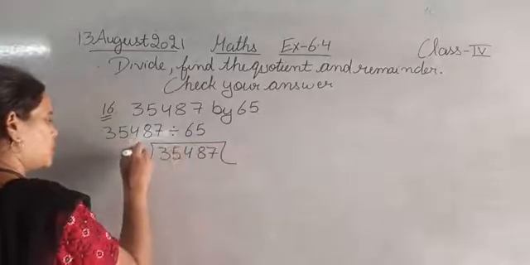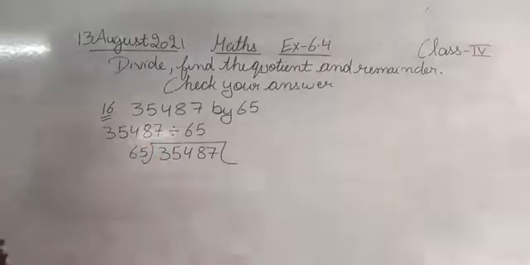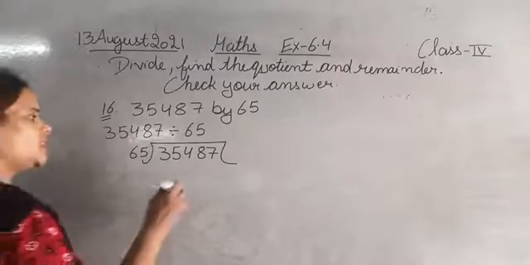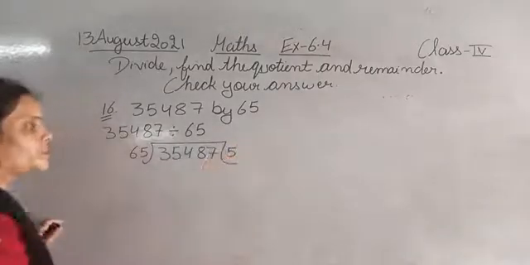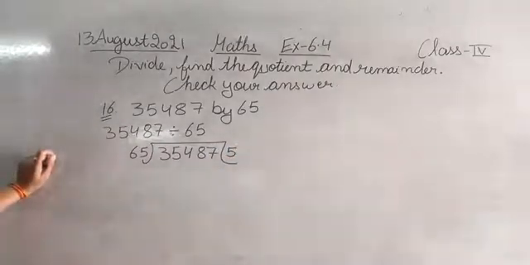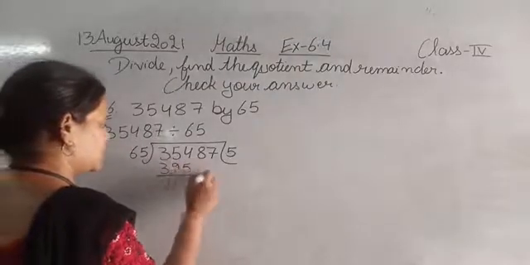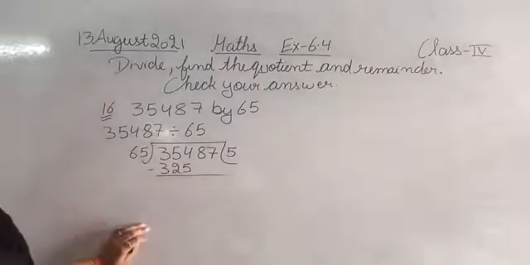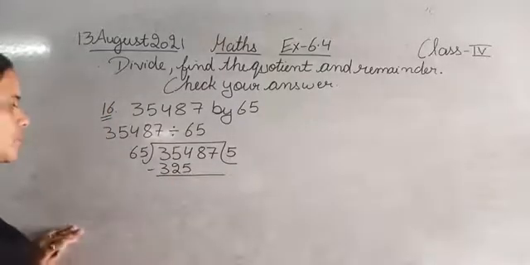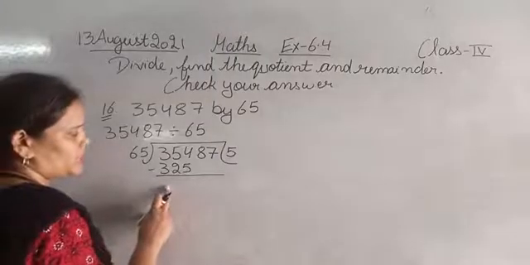35,487 divided by 65. So now we have to divide it. You will have to write the table of 65, then you can do the division. So I'll just do it here. 65 fives are 325.